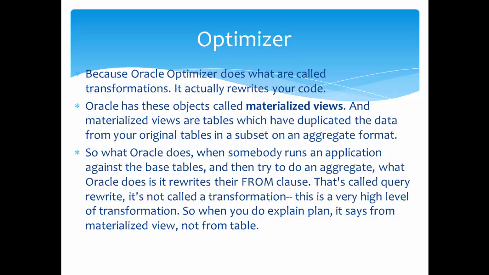So what Oracle does when somebody runs an application against the base tables, and you try to do an aggregate, is it rewrites the from clause. That's called query rewrite. It's not called a transformation. This is a very high level of transformation. So when you do an explain plan, it says from materialized view, not from table.